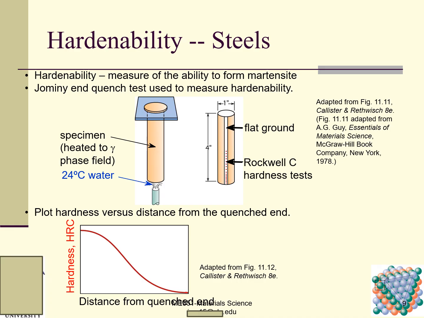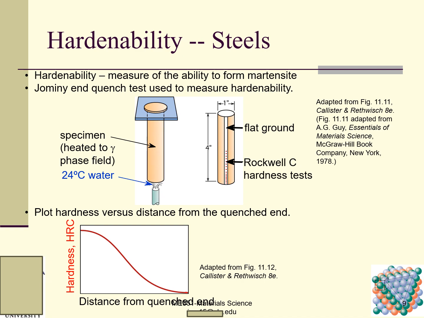Rockwell hardness testing has three scales: scale A, scale B, and scale C. That's the reason we know HRC: HRC means Rockwell hardness on scale C. If you have already taken the mechanical engineering lab, or you are taking it concurrently with this materials science course, you might know the difference between scale C, scale A, and scale B. Now, let's come back to our topic.